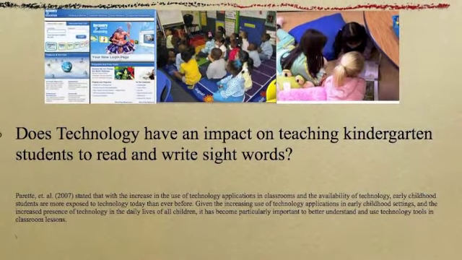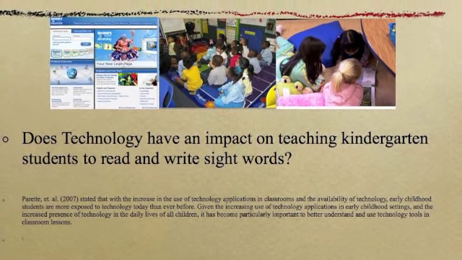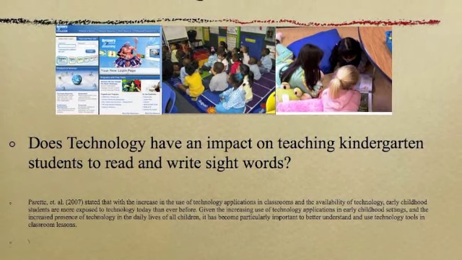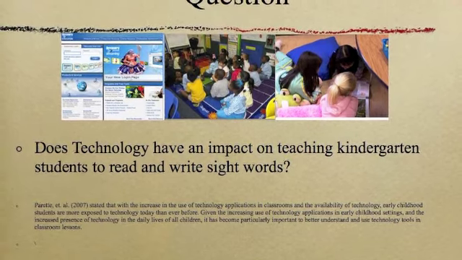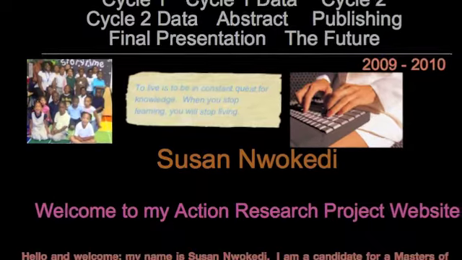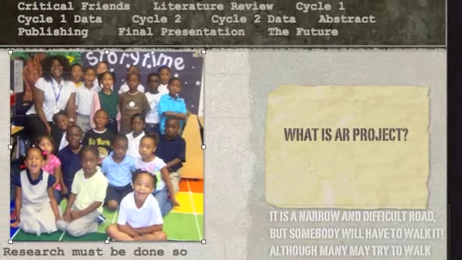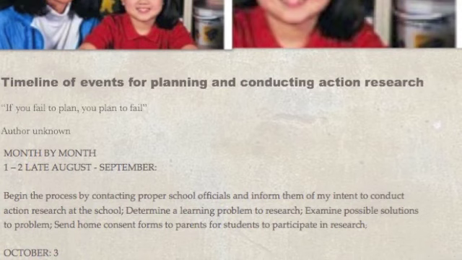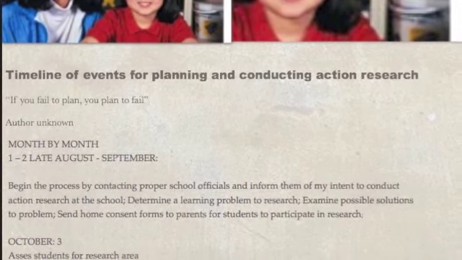I started by asking the question, does technology have an impact on teaching kindergarten students to read and write sight words? To answer this question, I embarked on a journey that included an action research website, picking a topic, and then looking at several research and literatures that are already out there on the subject matter. I started by creating a timeline, which allowed me to monitor and track myself.